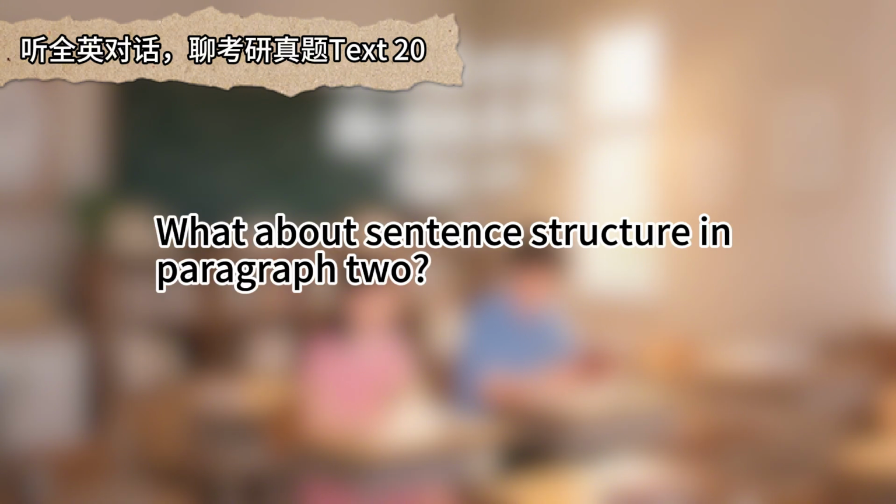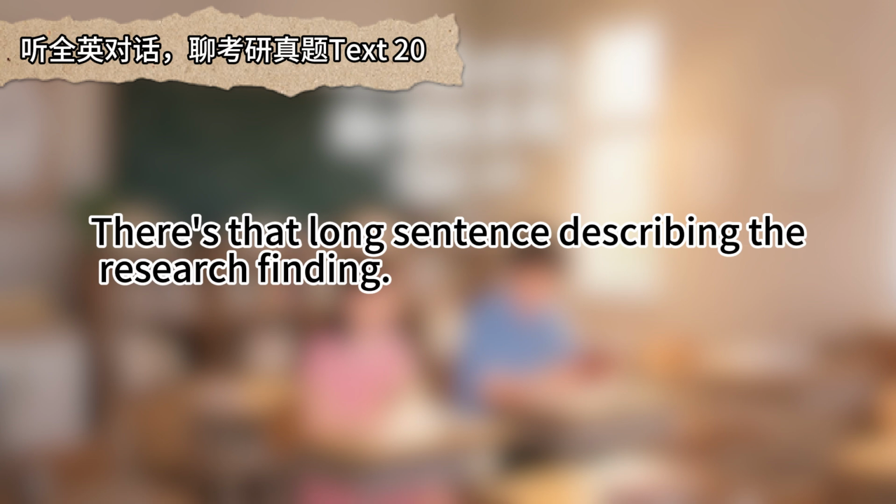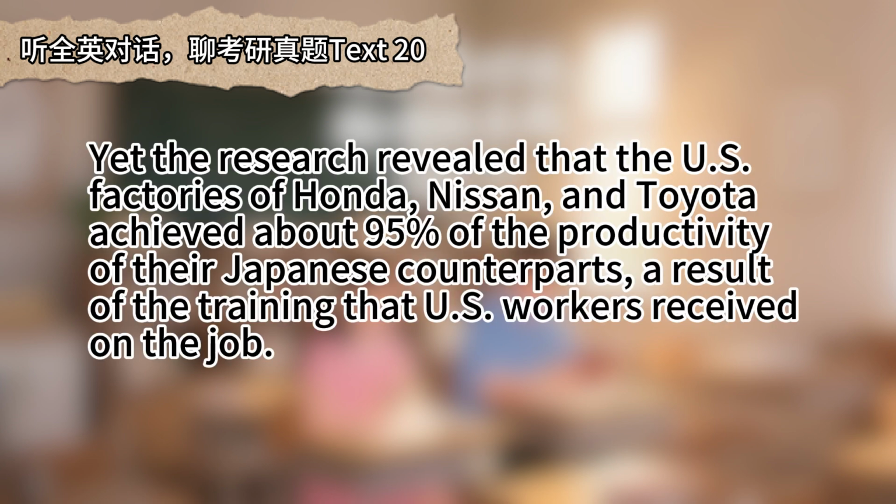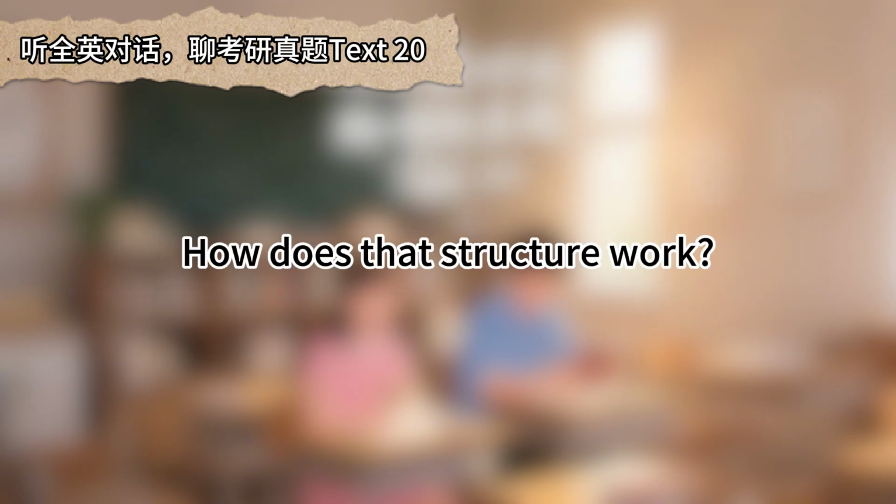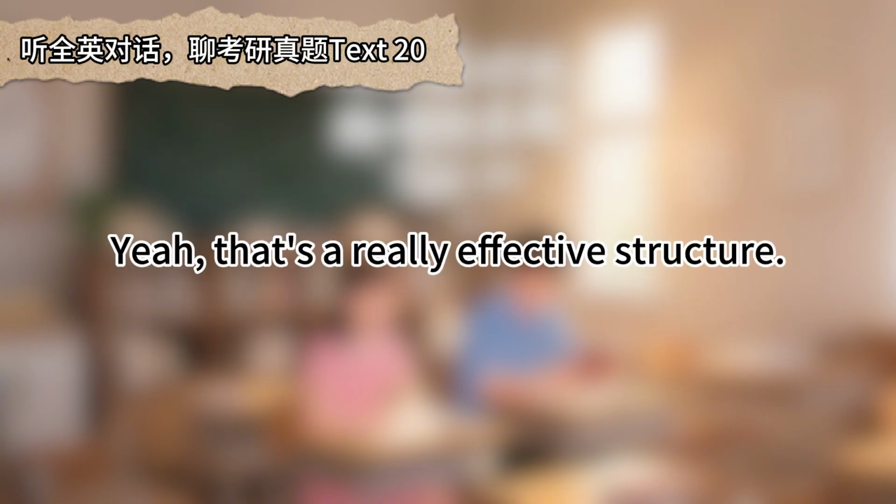What about sentence structure in paragraph 2? There's that long sentence describing the research finding: "Yet the research revealed that the U.S. factories of Honda, Nissan, and Toyota achieved about 95% of the productivity of their Japanese counterparts, a result of the training that U.S. workers received on the job." How does that structure work? Yeah, that's a really effective structure.